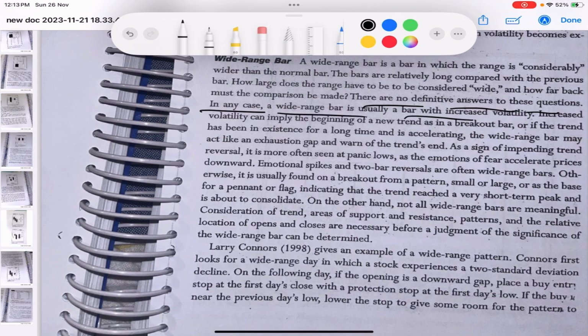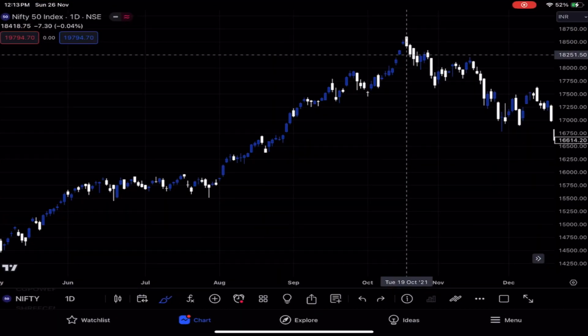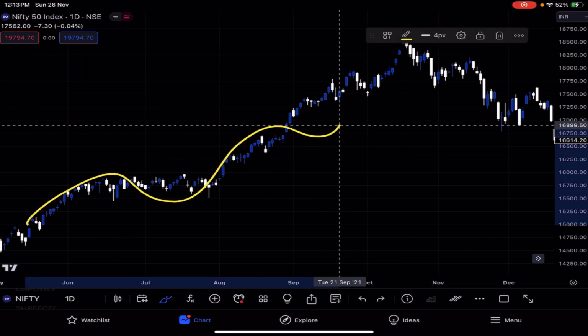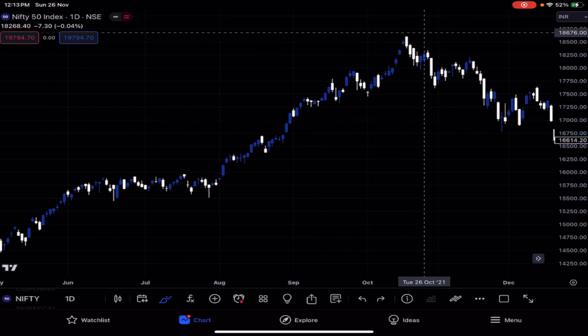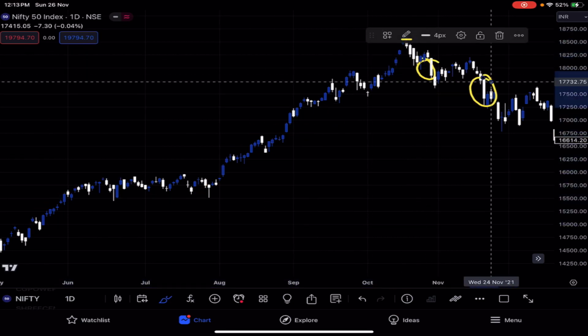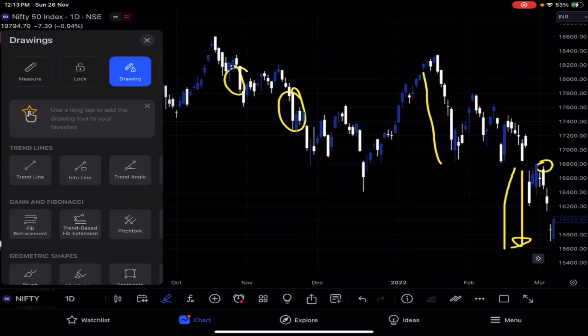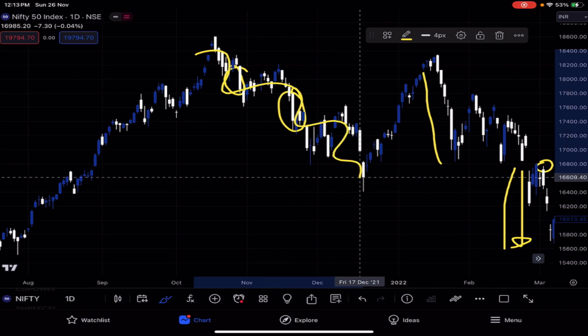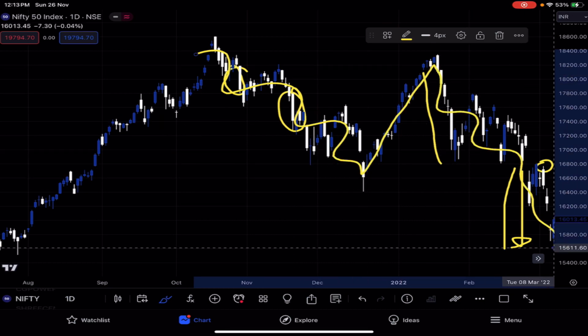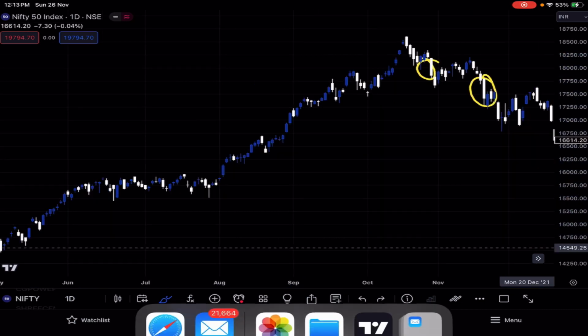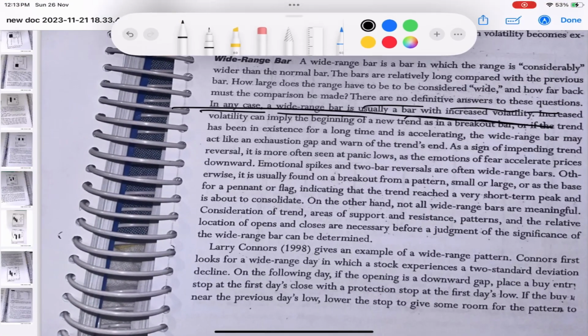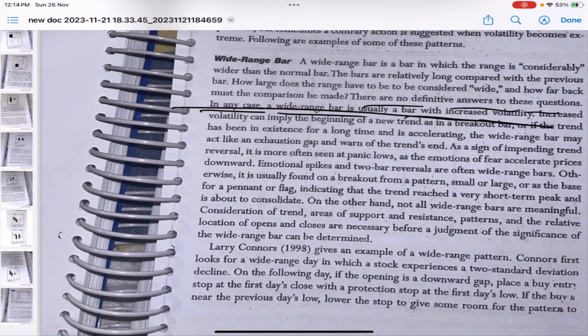So a wide range bar usually comes with increased volatility. Increased volatility can also imply that there is a change in trend. If you look at this, until here the price has been rallying continuously towards the upside, and ever since it started making a big candle, the price started to come down, and it came considerably down. In fact, it took a pullback and again started going down. So wide range candles can be the beginning of a trend. Keep that in mind.